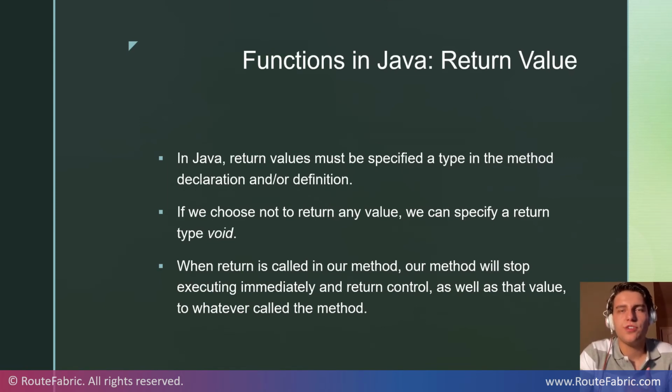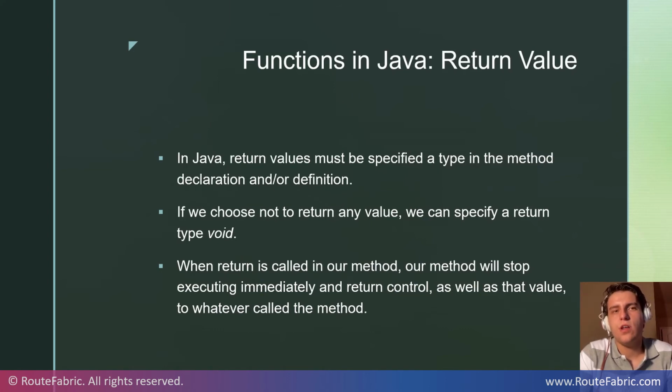So in Java, return values must have a type specified in the method declaration or definition. What this means is whenever we write a function in Java, we need to specify what type we're returning, always. We can't just return anything. Java's not going to check that for us, so we have to specify, hey, we're returning this specific type. If we choose not to return any value, for example, we have something like a print method, something that just prints something to the screen, and we don't need to return anything, we can specify a return type of void, and really all that means is it's not going to return anything. We don't have to include any return statements.